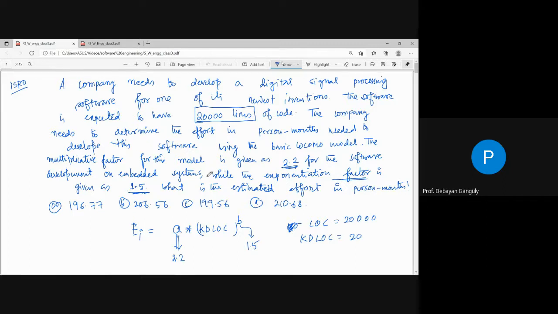That type of questions are given in that particular case. That means this is 2.2 and KD log is 20 to the power 1.5. If you solve it, you will get the answer. I think it makes sense.